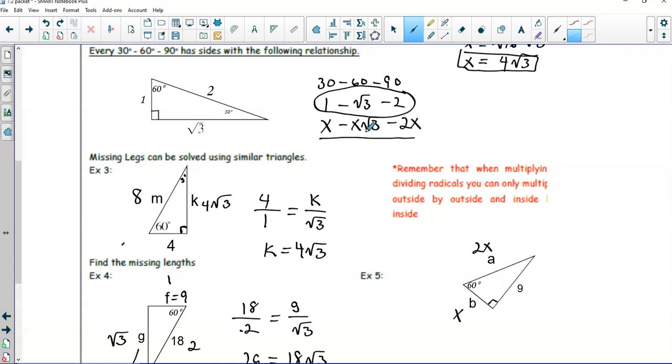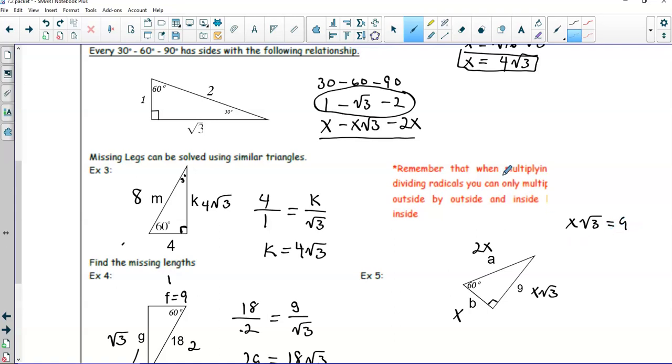And then across from 60, I have, this is 9, but it will also be x square root of 3. That means these two numbers are the same, okay? So now I could solve for x. So if x square root of 3 is equal to 9, which is what this is, because 9 and x square root of 3 are equal, I could solve for that.